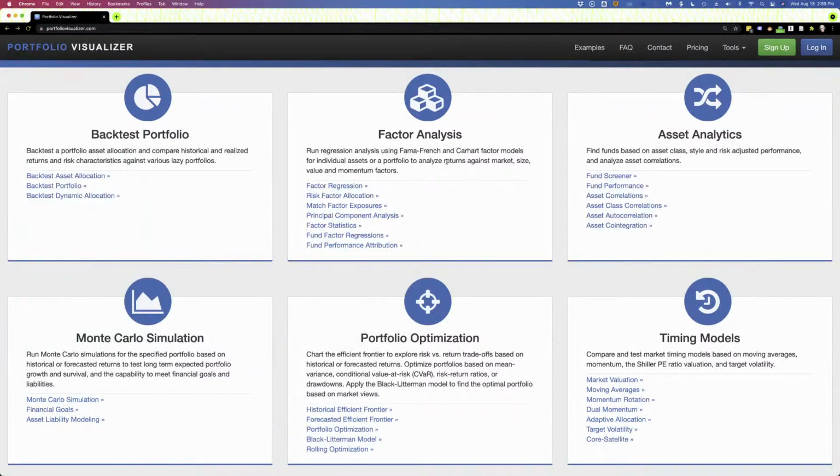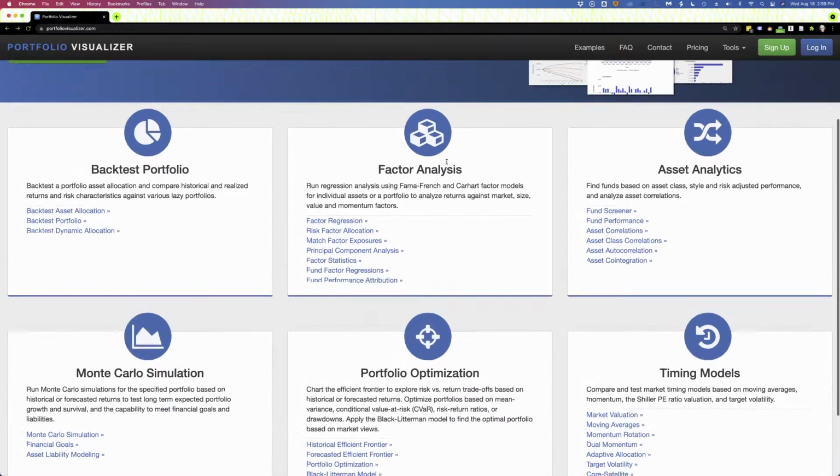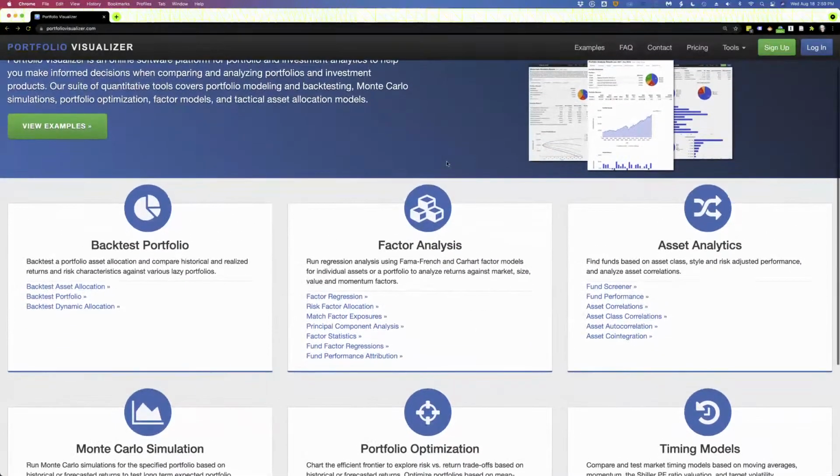And I can tell you I've used maybe 5% of what Portfolio Visualizer offers. What I want to focus on today are the features that I think you would use the most as a retail investor, like me. And it's over in this Backtest Portfolio box that you see. The two primary tools are the Backtest Asset Allocation and the Backtest Portfolio tool.